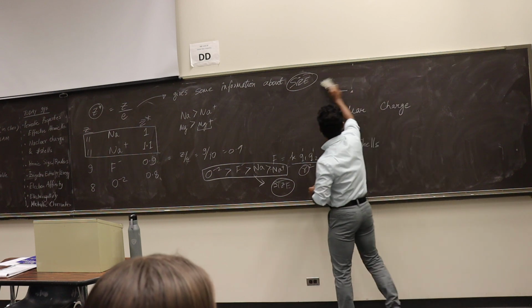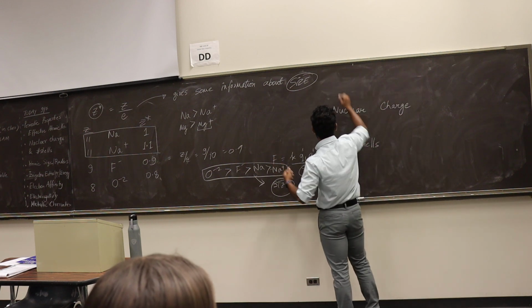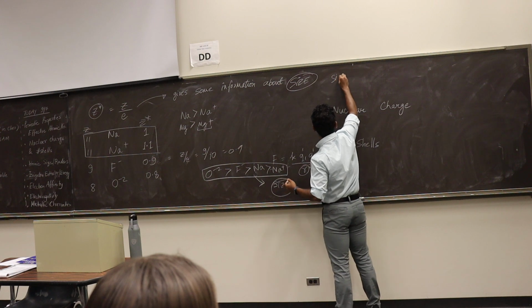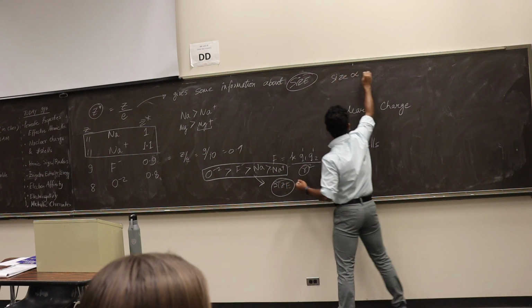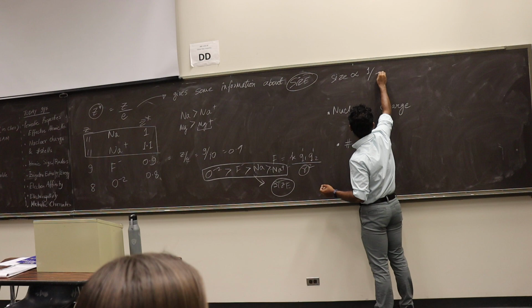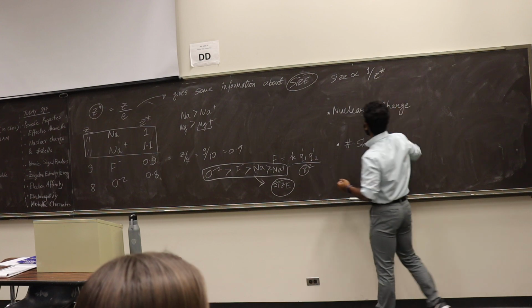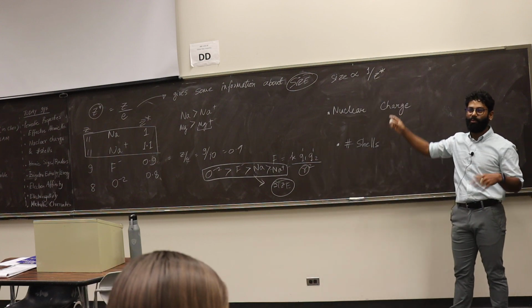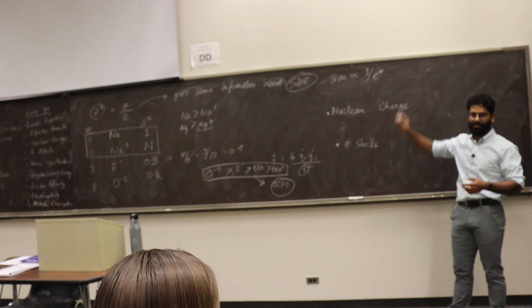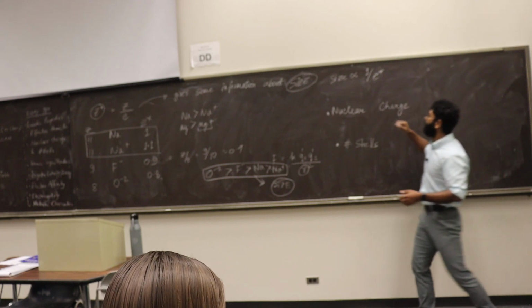We know that for isoelectronic species, the size is inversely proportional to Z star. This is how we write it: directly proportional, inversely proportional. Have you seen this notation before? Okay, cool.